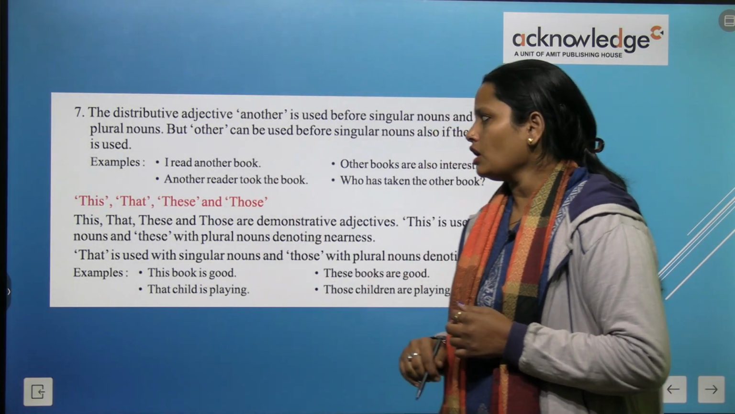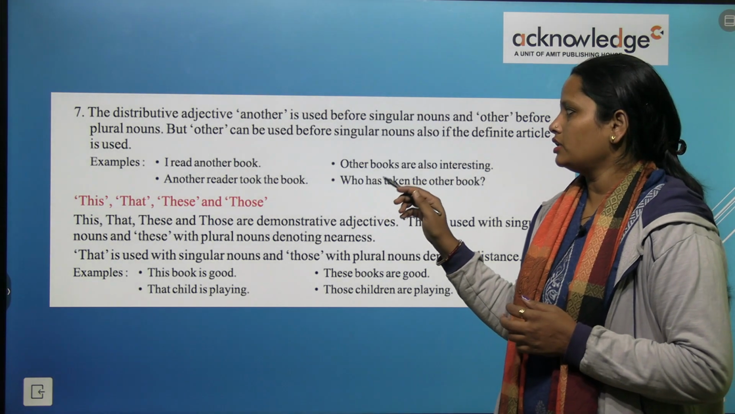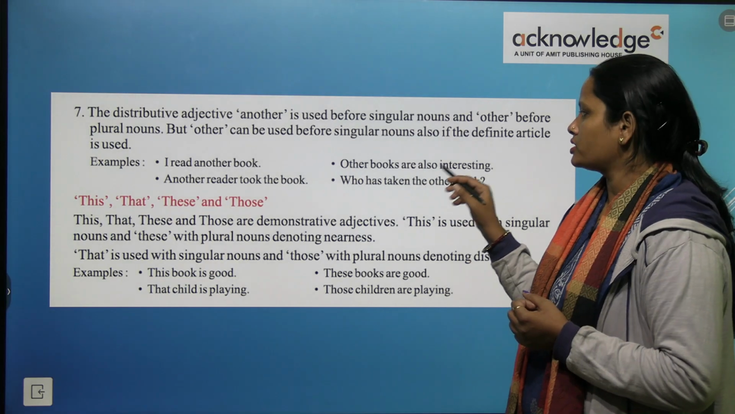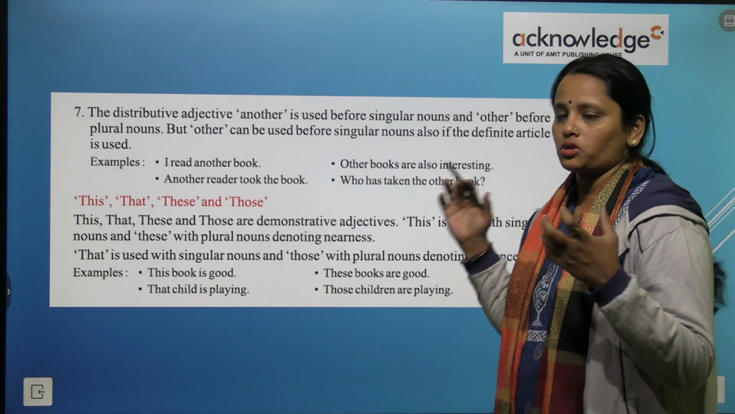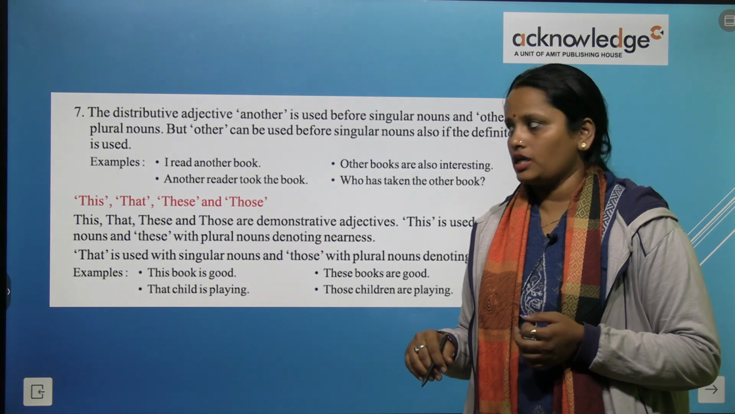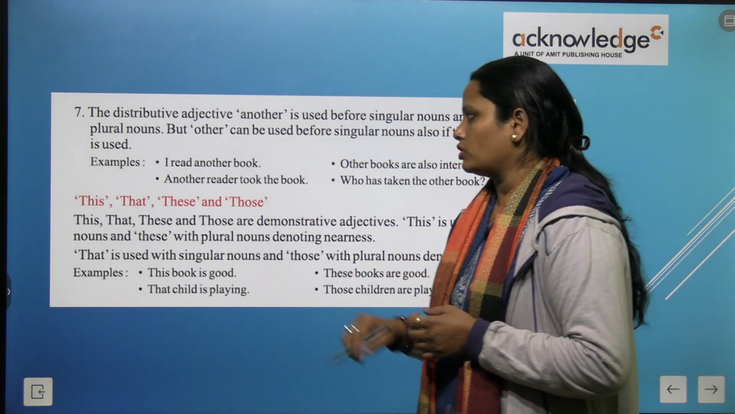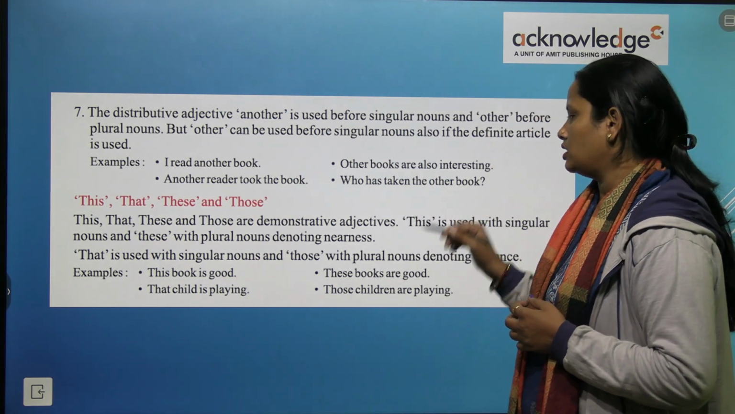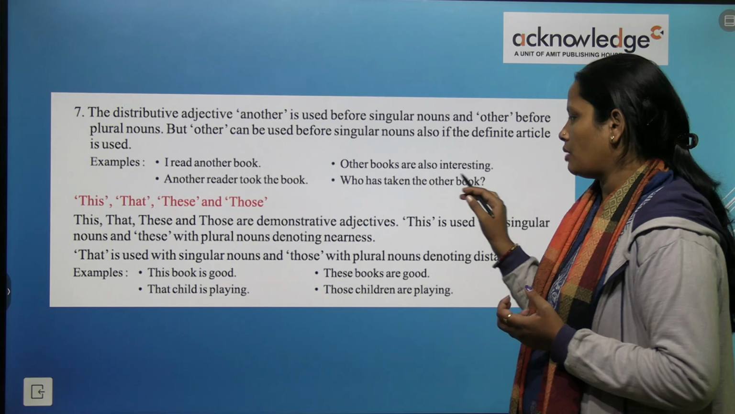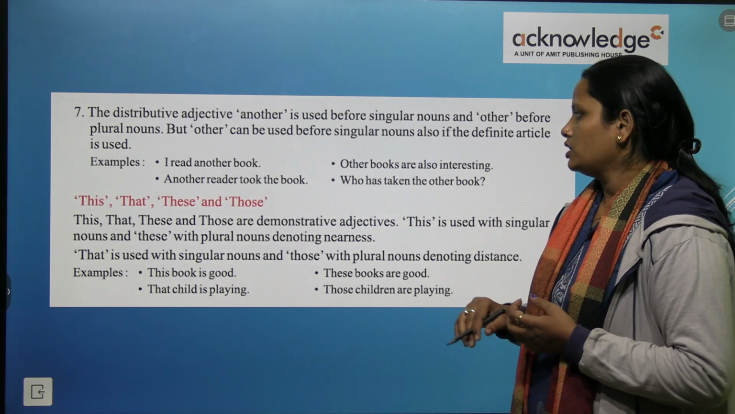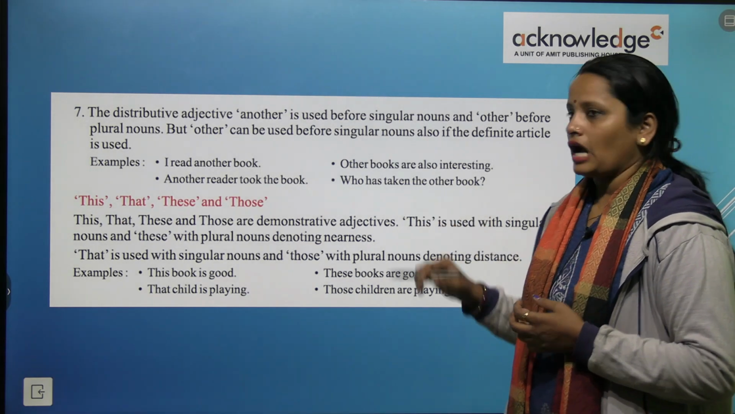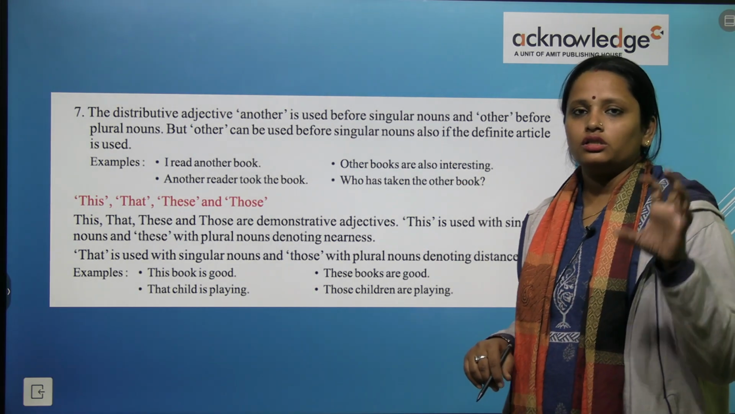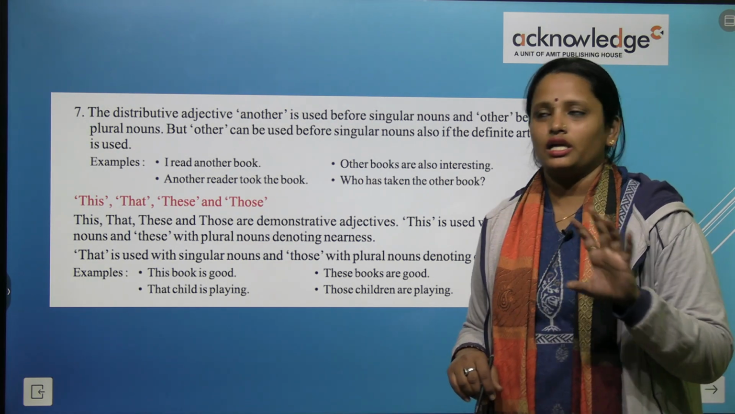I read another book. So यहाँ पे हमने another use किया है for singular. Book के लिए हमने use किया है. Other books are also interesting. अब यहाँ पे books हैं, बहुत सारी books हैं, तो हमने यहाँ पे other को use किया है. Another reader took the book. Another यहाँ पे use हुआ है reader के साथ. And who has taken the other book? किसने other book ले लिया है, तो अब यहाँ पे book के साथ आप देख सकते हो कि other use किया गया है. क्यों? क्योंकि यहाँ पे आपको एक definite article मिल रहा है, means the लिखा हुआ है. So the other book है, इसलिए हम यहाँ पे others नहीं लिखेंगे.